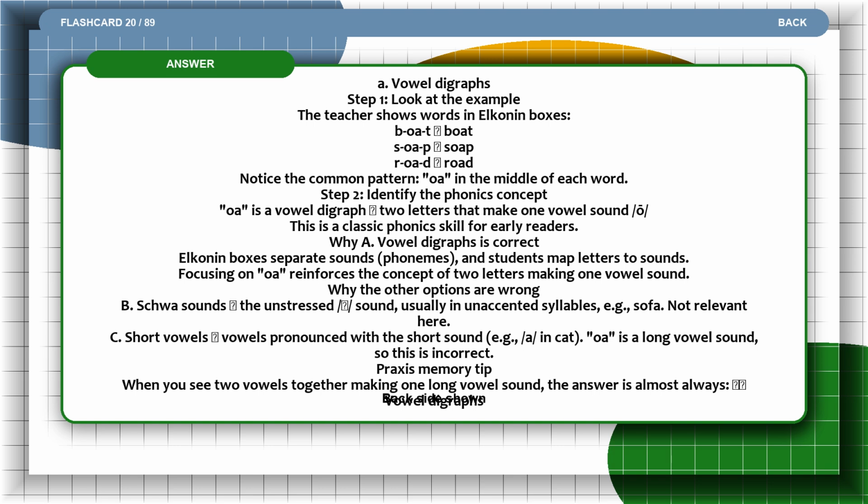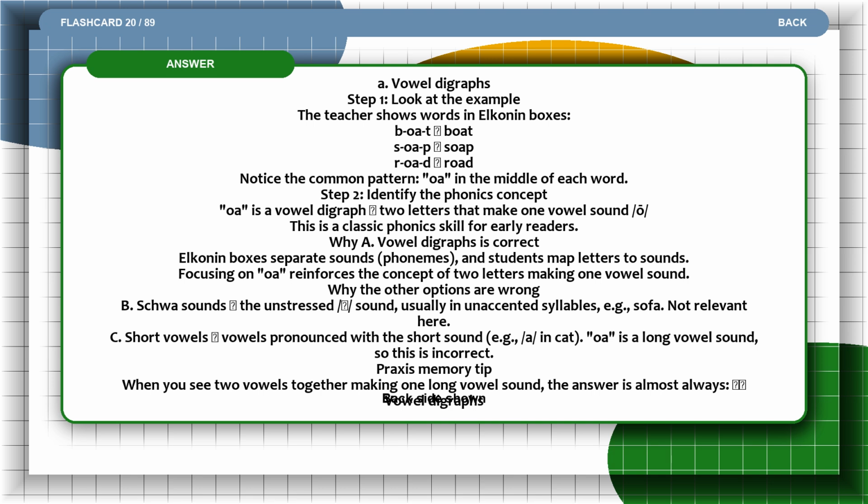Why the other options are wrong. B. Schwa sounds: the unstressed schwa sound, usually in unaccented syllables, for example sofa. Not relevant here. C. Short vowels: vowels pronounced with the short sound, e.g. the short a in cat. OA is a long vowel sound, so this is incorrect. Praxis memory tip: when you see two vowels together making one long vowel sound, the answer is almost always vowel digraphs.